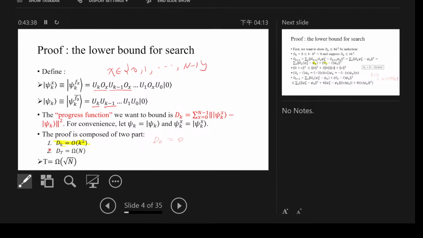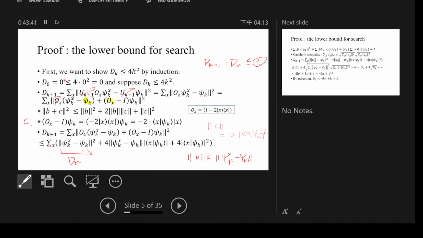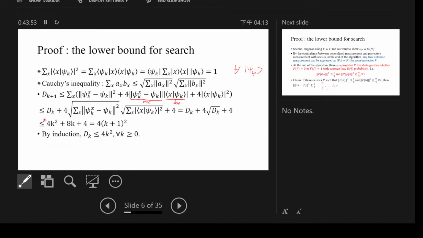We prove this by induction. We know that d_k will be less than 4k squared, and we just show this by the induction step. If this is already satisfied at step k, then at step k plus 1 we can bound it. So here we have d_k less than or equal to 4k squared, and so we can bound all those things.